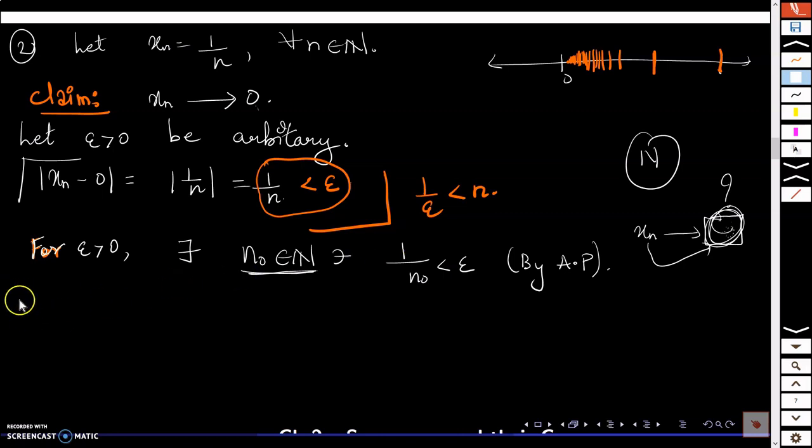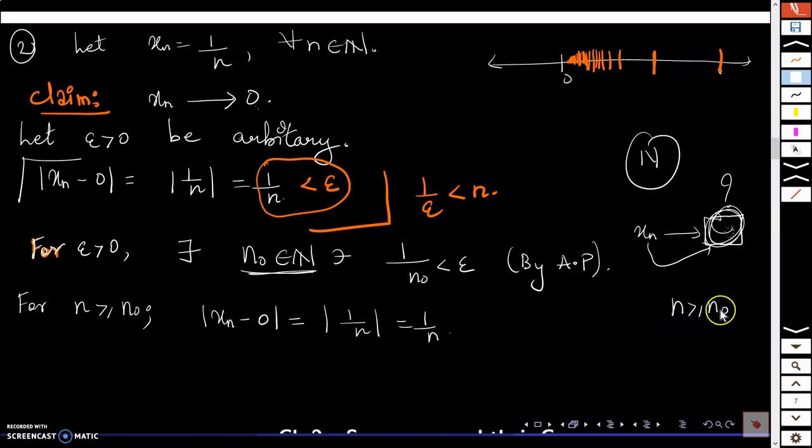So for all n bigger than or equal to n naught, I have to look at xn minus 0. But what is xn minus 0? That is mod 1 by n, and that is 1 upon n. Now if n is bigger than or equal to n naught, then if I just take the reciprocals, 1 by n here will be less than or equal to 1 by n naught. So I can use this expression here. This was discussed in the first chapter, the real number system. So 1 by capital N will be less than or equal to 1 by n naught.